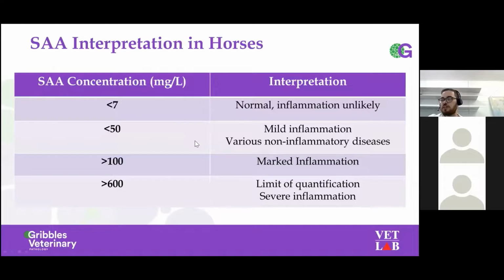So these are our interpretation guides for our horses. Again, they may change in the future, but it just goes to show that SAA increases in horses can be quite a bit more pronounced than in other veterinary species.